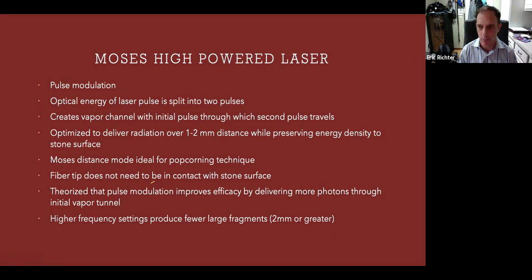That's ideal for the popcorning technique, where you're just leaving the laser in space and allowing the stones to strike it. And when you're using the distance mode, the fiber tip actually doesn't need to be in contact with the stone surface to do destruction. It's theorized that the pulse modulation improves efficacy by delivering more photons through the initial vapor channel, and therefore more energy. And these higher frequency settings produce fewer large fragments. And that's the goal. If you can produce fewer large fragments, meaning 2 millimeters or greater, that means fewer passes up with the basket, and that improves the efficiency of your ureteroscopy.